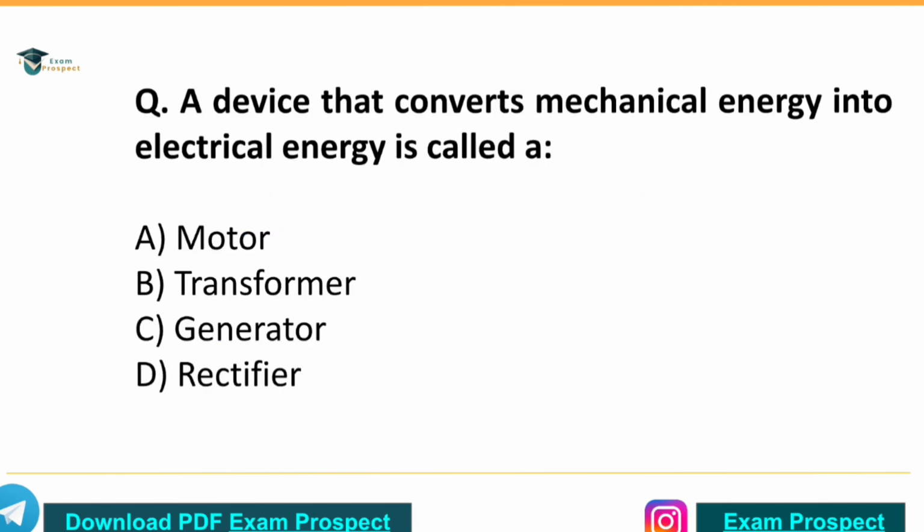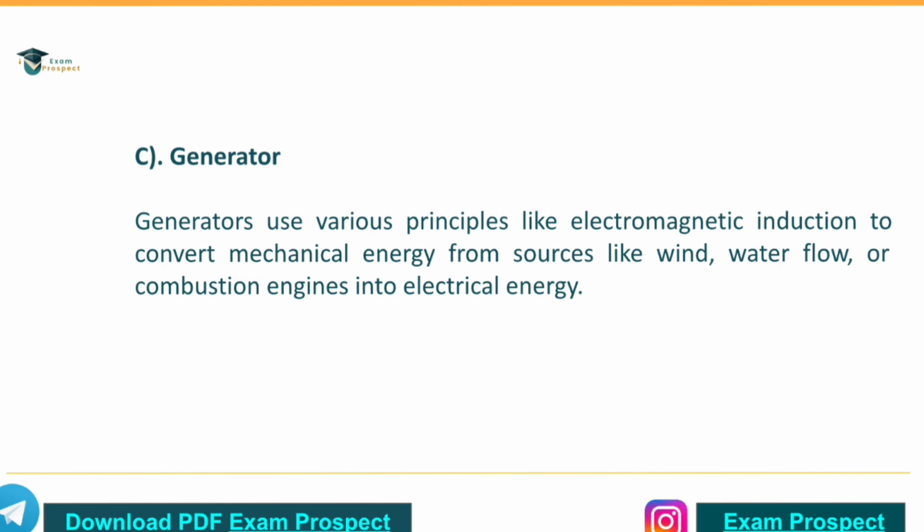Next question. A device that converts mechanical energy into electrical energy is called a? Correct answer is option C, generator. Generators use various principles like electromagnetic induction to convert mechanical energy from sources like wind, water flow, or combustion engines into electrical energy.